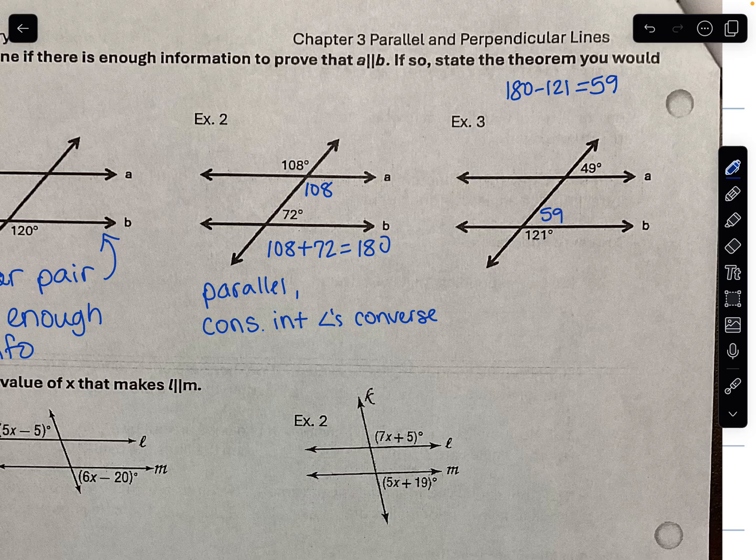Okay, now, what should I know about this angle and this angle? If they're parallel, they should be what, Caden? The same, right? Because what type of angles are these? Corresponding. And if two lines are parallel, corresponding angles should be congruent. Are these two angles congruent? No. Okay, so our corresponding angles are not congruent.